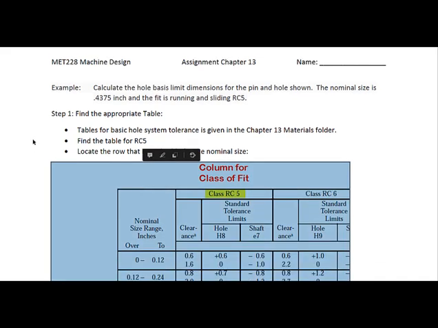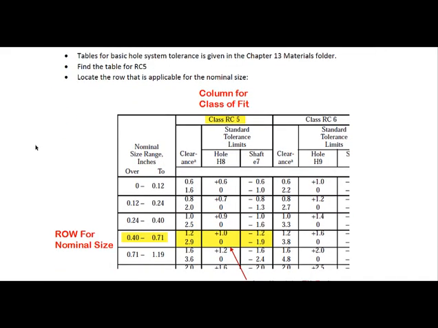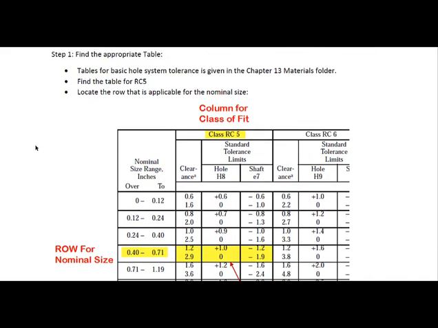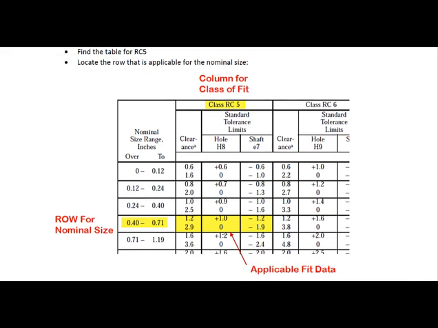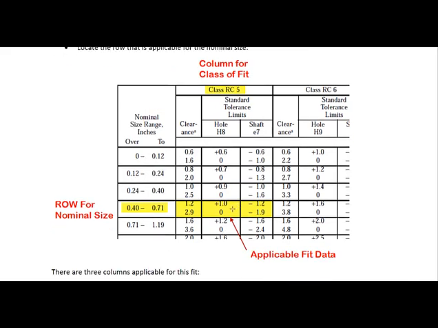Once you have that, this is what you're going to find. The first thing you want to do is find the row that corresponds to your nominal size. In our case, it's 0.4375. It's going to fit in this row. And then next, we're going to look for the column that's associated with your fit. Per the problem statement, our fit is an RC5. What you're looking for is this data right here.